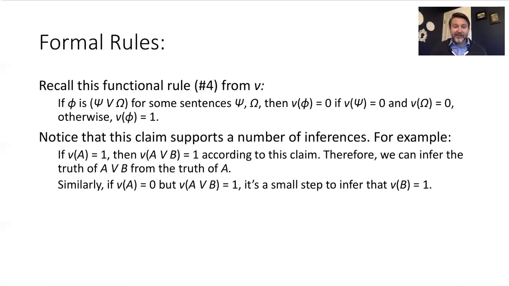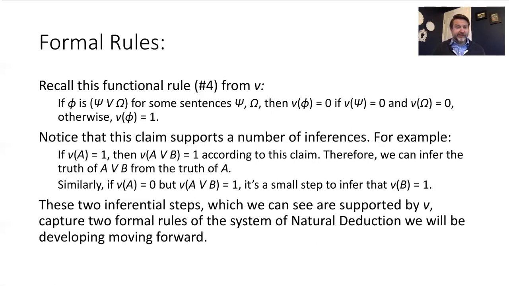So as we can see, our system V, our function V, allows us a lot of inferential power. We can infer new true sentences from what we know about our existing sentences. And these two steps, which we can see are supported by function V, capture two of the formal rules of the system of natural deduction that we will be developing moving forward.